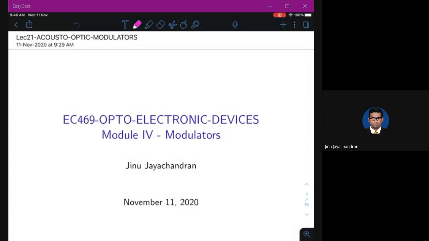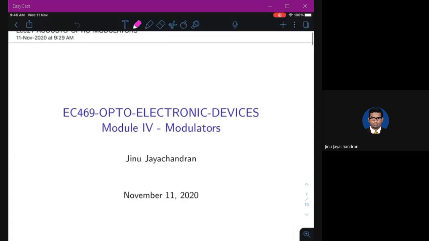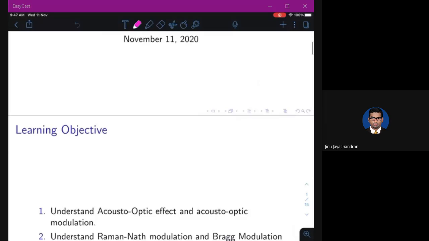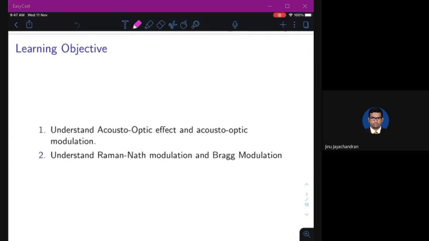So we'll be continuing with module number 4, the modulators, or specifically the optical modulators. And today we are going to look at another special kind of optical modulators called acousto-optic modulators. So the main objective of this class is to understand the acousto-optic effect and acousto-optic modulation. Okay, and then we'll look specifically at the Raman-Nath modulation and the Bragg modulation.